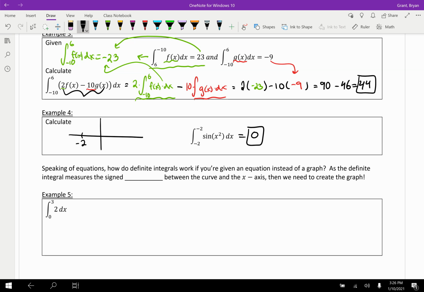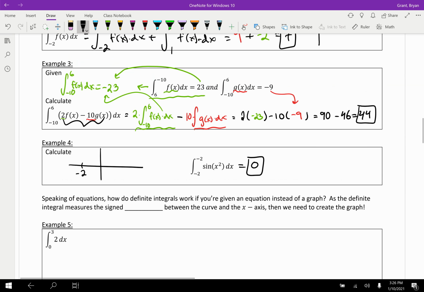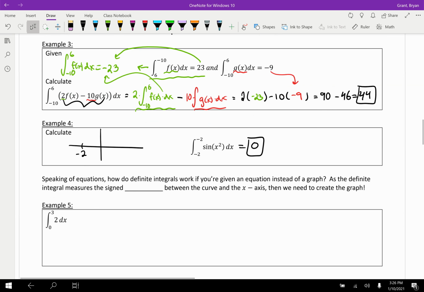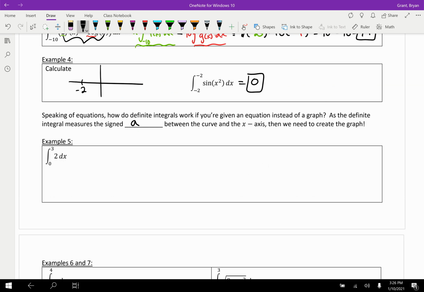Now, speaking of equations, how do definite integrals work if you're given an equation instead of a graph or instead of just generic information about a graph? Well, as the definite integral measures the signed area between the curve and the x-axis, then we're probably going to need to look at the graph and calculate the area between the curve and the x-axis. So let's take a peek.